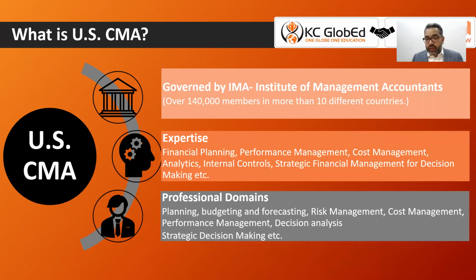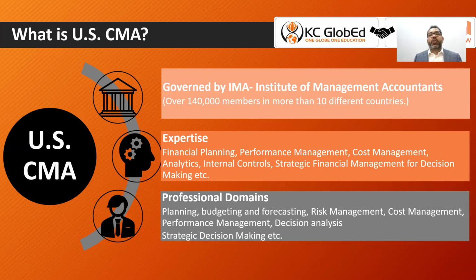First is the governing body. The governing body is IMA, which is the Institute of Management Accountants. It has more than 140,000 members all over the world, and it has a strong presence. It has its offices in 10 different countries, including India as well. By doing a US CMA, you will gain expertise in financial planning, performance management, cost management, analytics, including data analytics, internal controls, risk management, strategic financial management, and decision making.